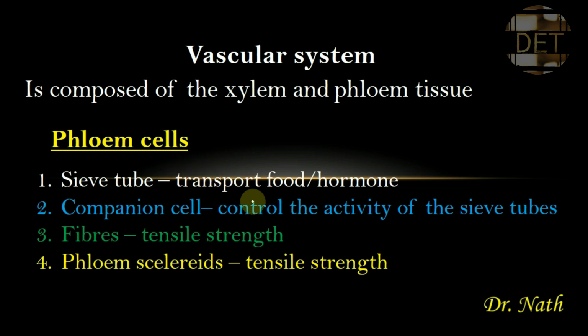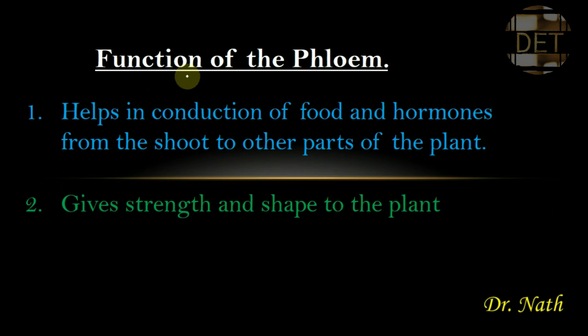So what is actually responsible for the transport of manufactured food and hormone in the phloem tissue? The cell that is responsible is the sieve tube. The companion cell, like I said, controls the activity of the sieve tube, that is, it helps the sieve tube in conduction of manufactured food and hormone. So in summary, the basic function of the phloem is that it helps in conduction of food and hormone from the shoot to other parts of the plant, and also it gives strength and shape to the plant.